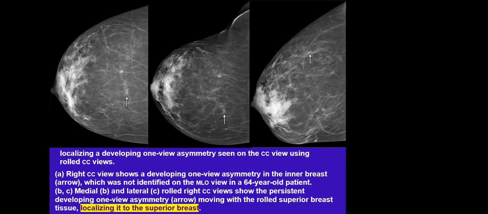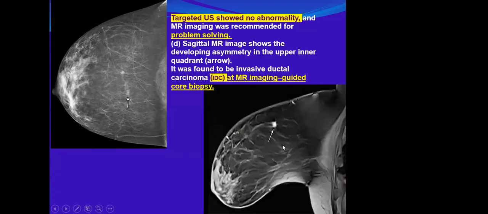And these lesions, which we said were in the superior breast, were confirmed here on MRI, located in the superior breast as enhancing lesions, and it was invasive. It was not shown on ultrasound; on targeted ultrasound it could not be appreciated. Look how subtle it is, okay? It was appreciated as an enhancing small mass on the MRI, and MRI-guided core biopsy revealed invasive ductal carcinoma.